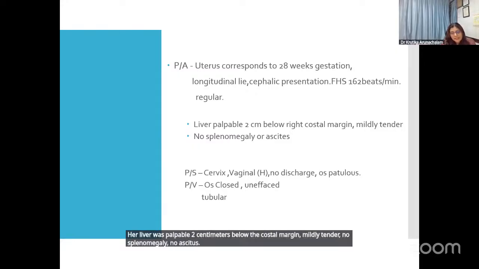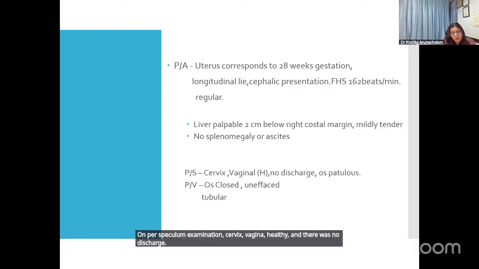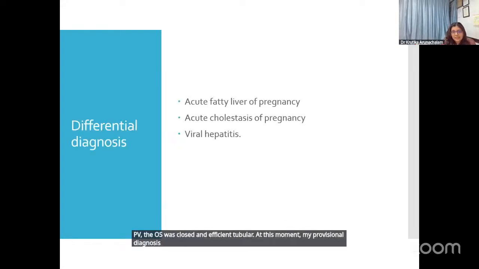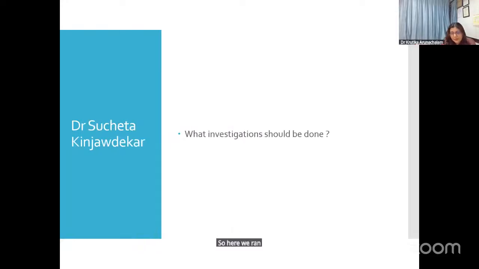On per speculum examination, cervix and vagina healthy and there was no discharge. On PV, the os was closed, uneffaced and tubular. At this moment, my provisional diagnosis was probably acute fatty liver in pregnancy, acute cholestasis in pregnancy, or viral hepatitis. So here we ran a few tests and these are the reports.